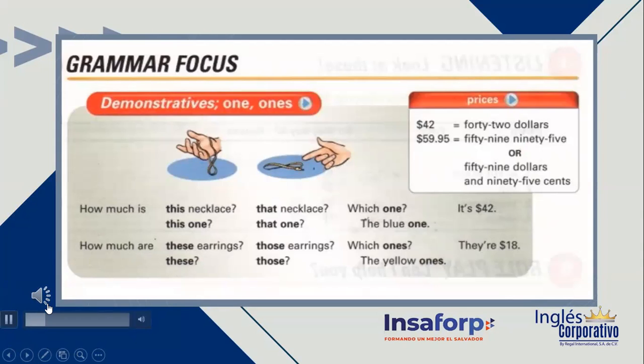Demonstratives. One, ones. How much is this necklace? How much is this one? How much is that necklace? How much is that one? Which one? The blue one. It's $42. How much are these earrings? How much are these? How much are those earrings? How much are those? Which ones? The yellow ones. They're $18.